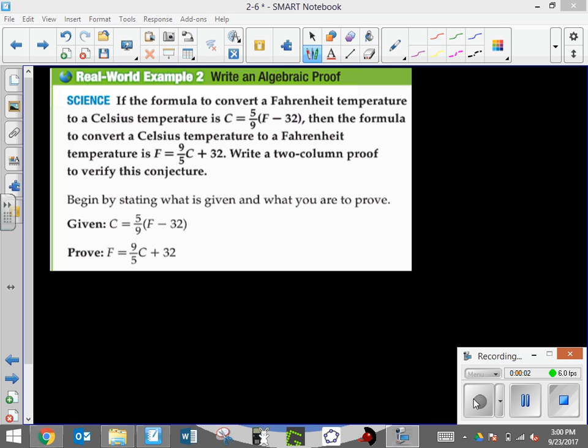Okay, example 2. We're still doing algebraic proofs here. Okay, I want to prove this. That's what I'm trying to prove. This is what I'm given. So I'm going to still do this by means of a 2-column proof.